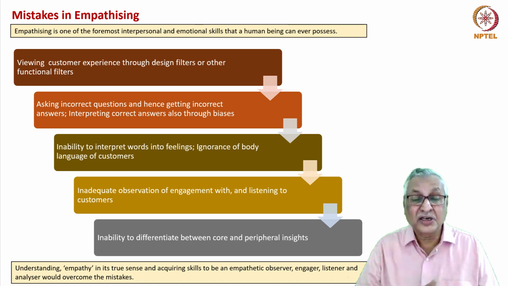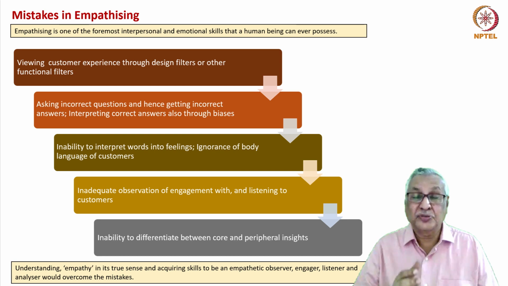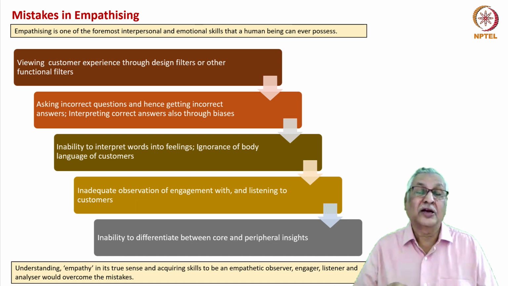Then the fifth one, inability to differentiate between core and peripheral insights. When you have an open discussion on the problems and solutions, you are likely to get n number of ideas. But we should be able to differentiate what constitutes the core and what constitutes the periphery. Of course, all are important, but one drives the product development far more than the others. So, understanding empathy in its true sense and acquiring skills to be empathetic in observation, engagement, and listening, and finally in analysis would overcome the mistakes.